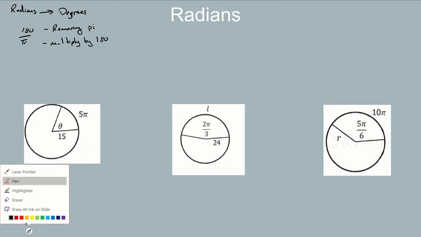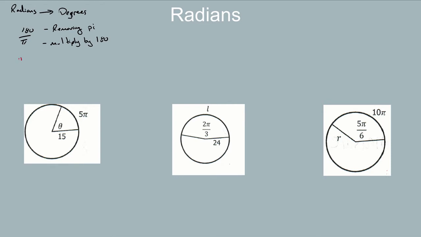When we go the other way, from degrees to radians, we flip it over. We multiply by pi over 180. But what we're actually doing is dividing by 180. And then at the end, we add the pi to the final answer.